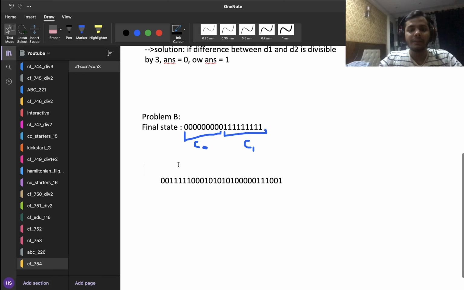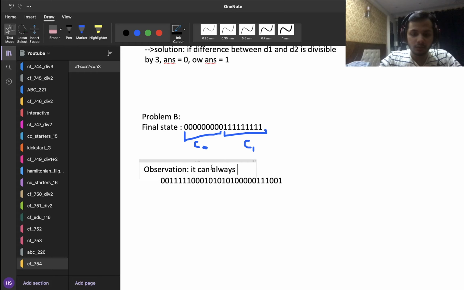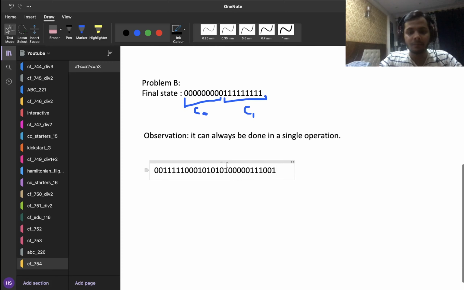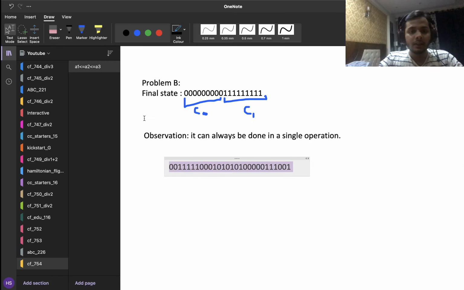So before doing that, I would write the observation and then try to prove it. The observation here is that it can always be done in a single operation. So this is the observation here, and let's try to see why that is the case. We have a string like this, and let's say that the number of zeros here is C0 and the number of ones here is C1.